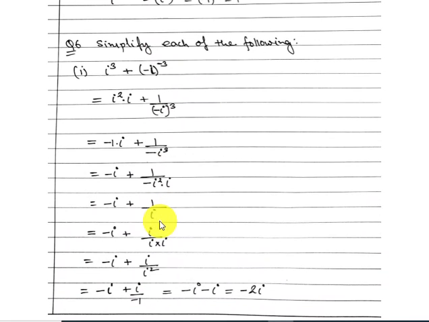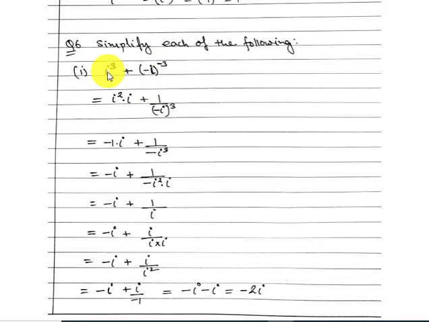Next, simplify each of the following. So the next question is simplify each of the following. Number 1, I to the power 3 plus minus I to the power minus 3.